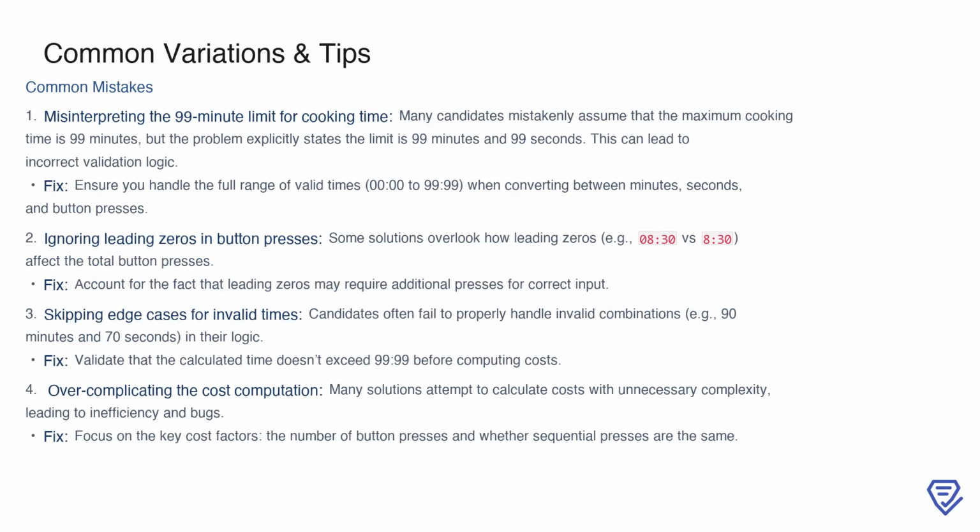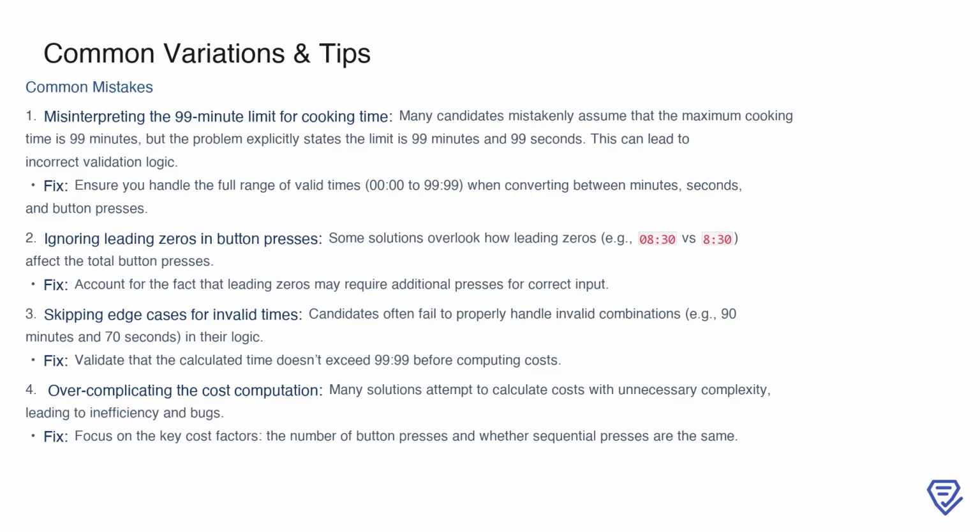When tackling this problem, there are several common mistakes to watch out for. One frequent error is misinterpreting the 99-minute limit for cooking time. Many candidates assume that the maximum time is 99 minutes, but the problem clearly allows up to 99 minutes and 99 seconds. This subtle distinction can cause incorrect validation logic if not properly accounted for. To address this, make sure your solution handles the full range of valid times, from midnight to 99:99, and correctly converts between minutes, seconds, and button presses.